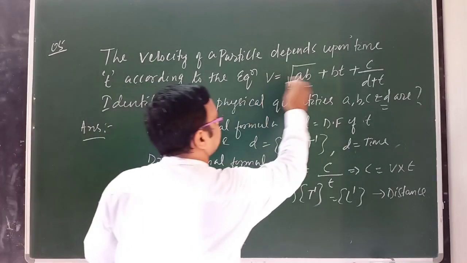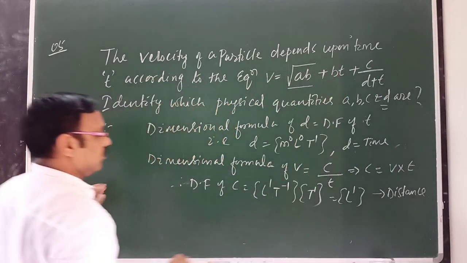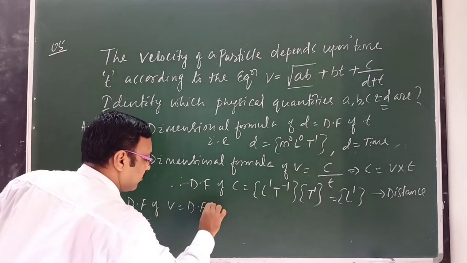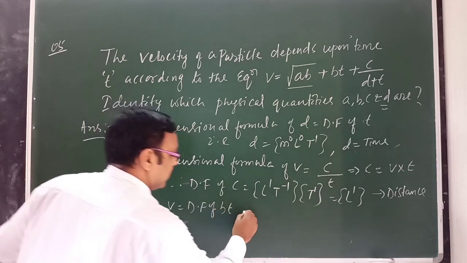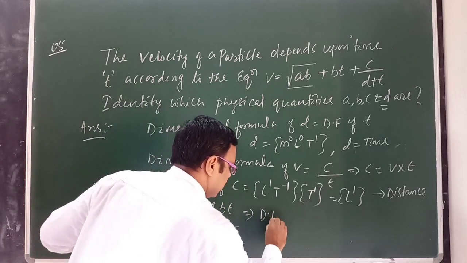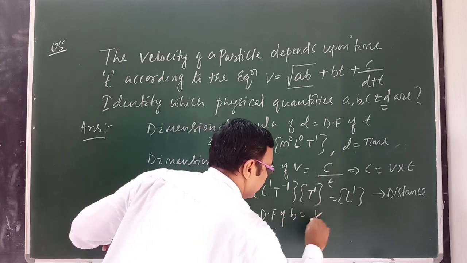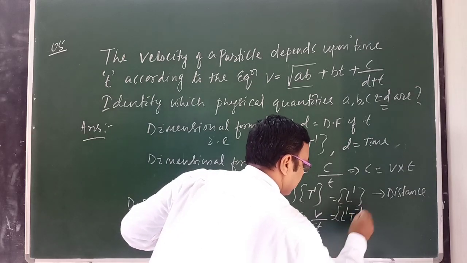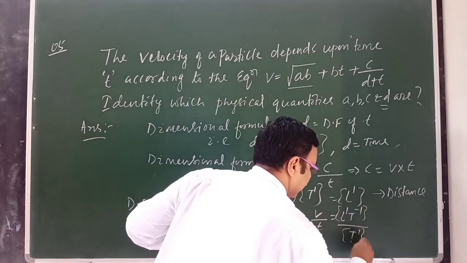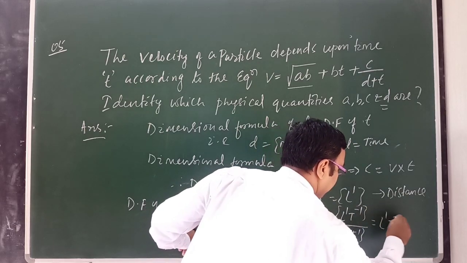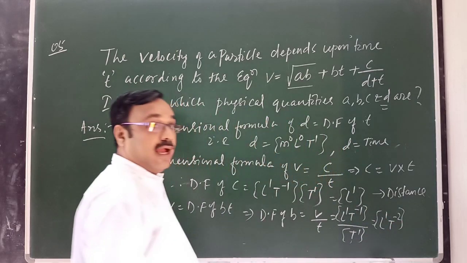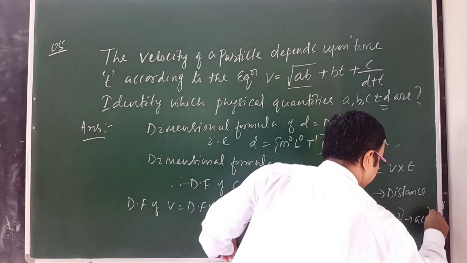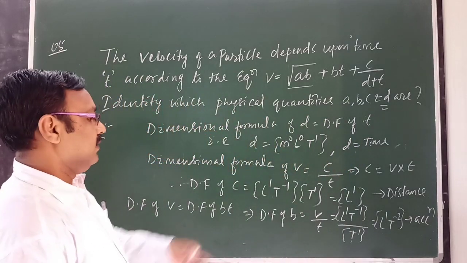Now we come to the case of B T. Dimensional formula of V equals dimensional formula of B T, or dimensional formula of B equals V by T. V means velocity. Velocity means L1 T minus 1 by T to power 1. So when it goes up, it becomes how much? L1 T minus 2. And we know M0 L1 T minus 2 is acceleration. This is acceleration. So the given physical quantity is acceleration here.